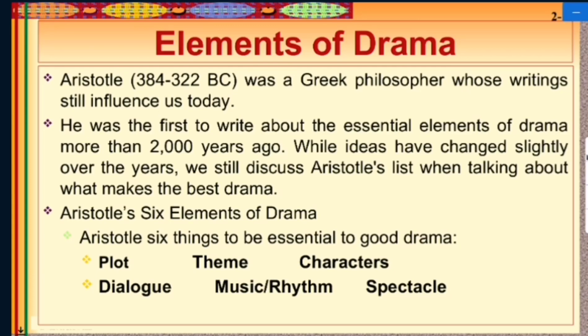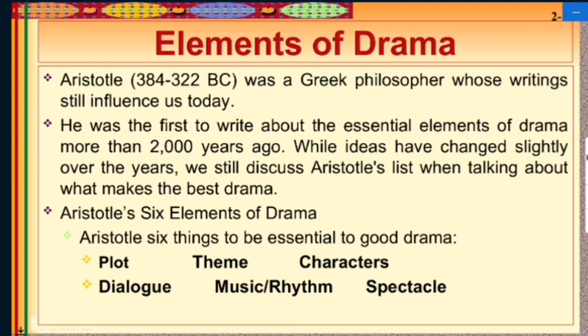So what are the elements of drama? As you know, drama actually started from the Greek period, and in that Greek period there was a philosopher called Aristotle. Aristotle was a philosopher and also a great writer. Aristotle was a Greek philosopher whose writing still influences us today. He was the first to write about the essential elements of drama more than 2000 years ago.